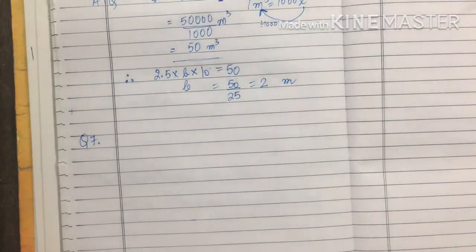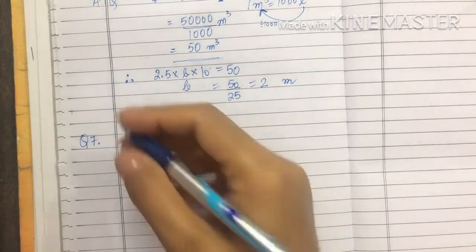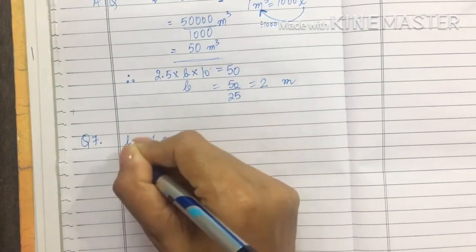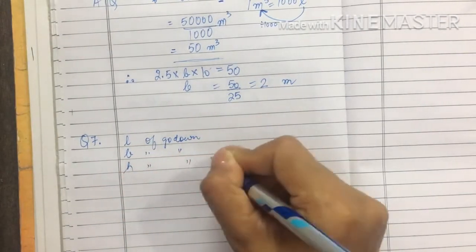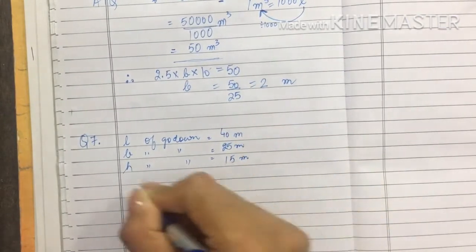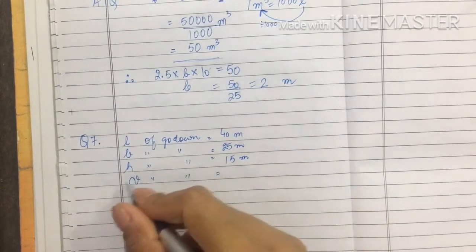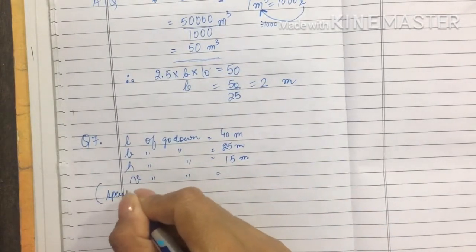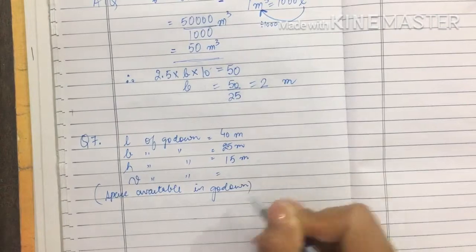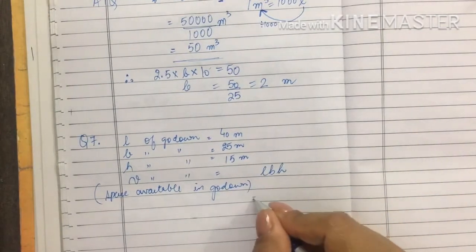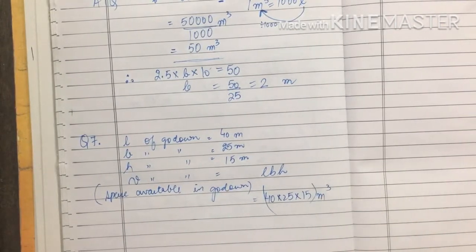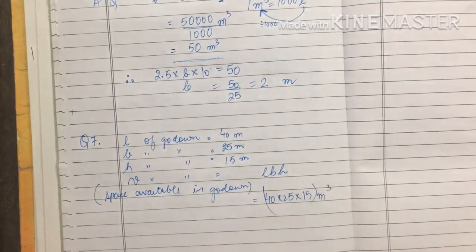You could directly write down the final step if you want, or you can do it step by step. So length of godown, width of godown, height of godown, these are given as 40 meters, 25 meters and 15 meters. So the volume of godown, which is actually the space available, tells us how much space is available in the godown. This will be given by the product of length, breadth and height. This will be 40 into 25 into 15 meter cube. And again, I'm not solving because I'll be using this product as such.